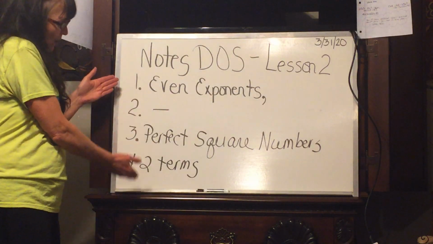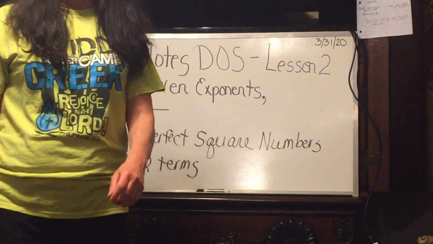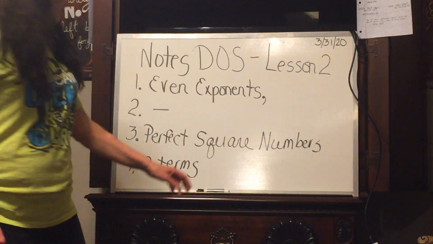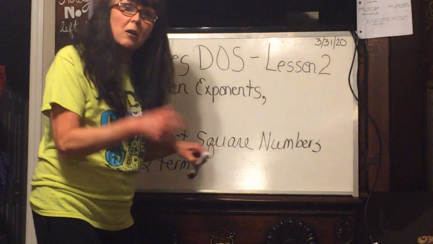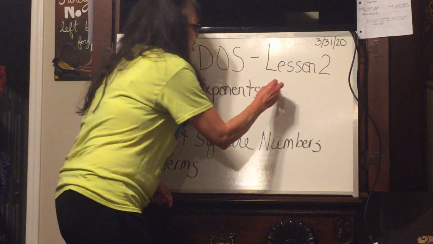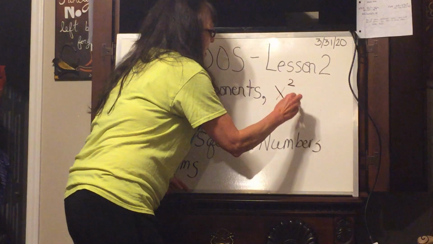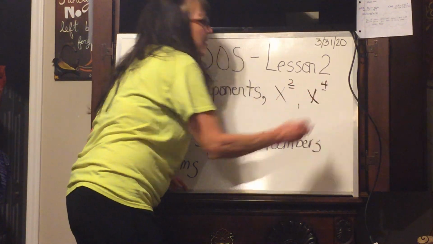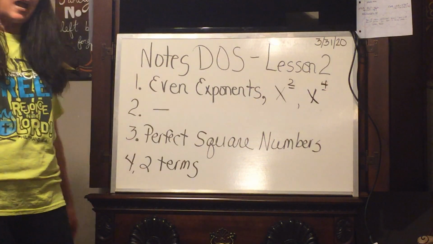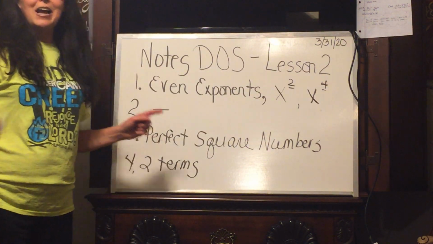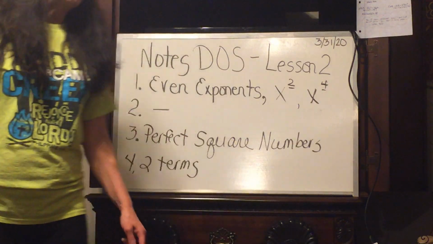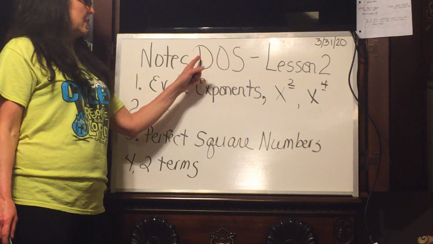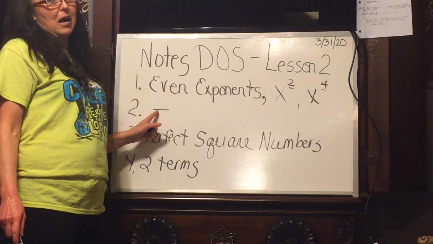And these are the characteristics of the difference of squares. First of all, it's got to have even exponents. So if you had the variable x, you would have a square on it, or you could have x to the 4th power, even exponents. What else does it have? It has a minus. Difference means it's going to have a minus.